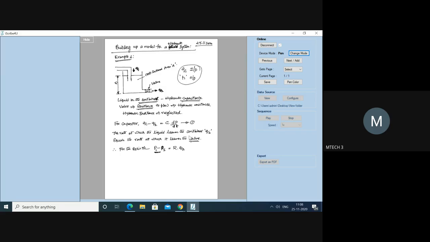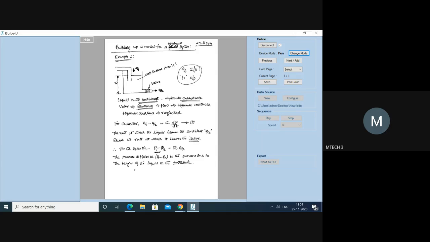The pressure difference is the pressure due to the height of the liquid in the container. Okay, write down that. The pressure difference P1 minus P2 is the pressure due to the height of the liquid in the container. Okay, right.